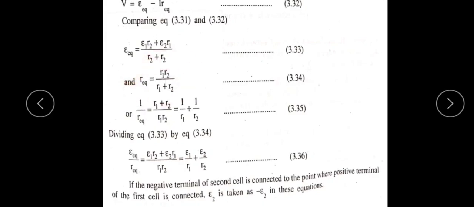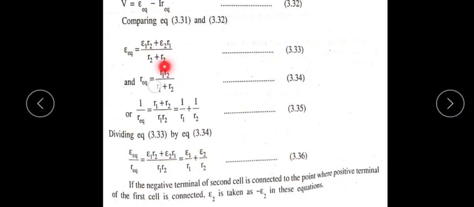And R equivalent is equal to, see, I as it is in place of R equivalent, its value is (R1 plus R2) divided by R1 R2, divided by (R1 plus R2). R equivalent is equal to R1 R2 divided by (R1 plus R2). That is equation number 3.34.